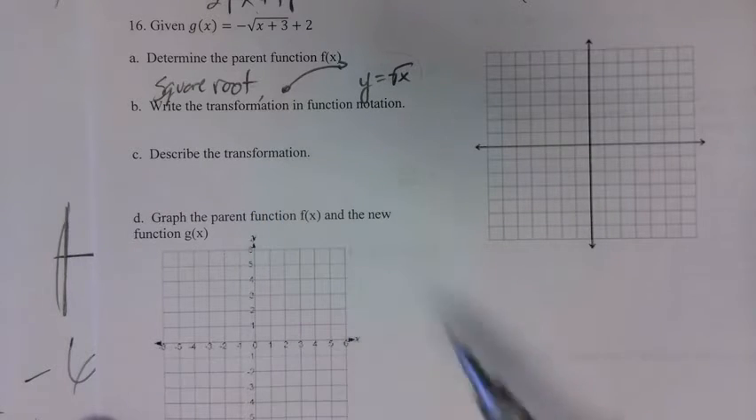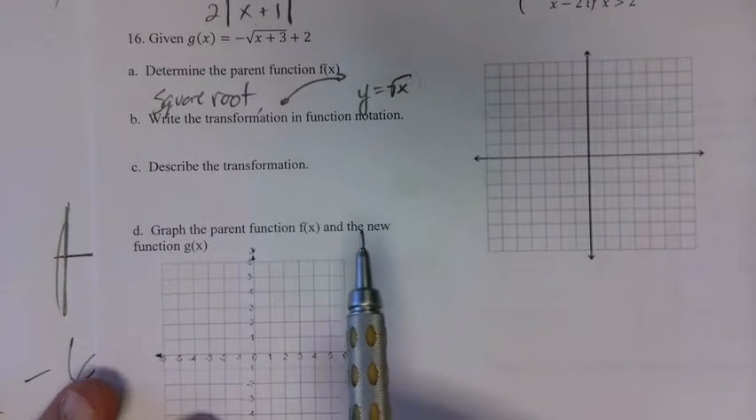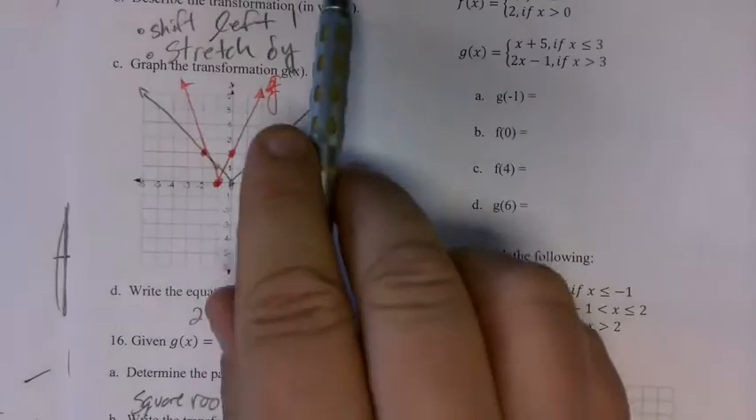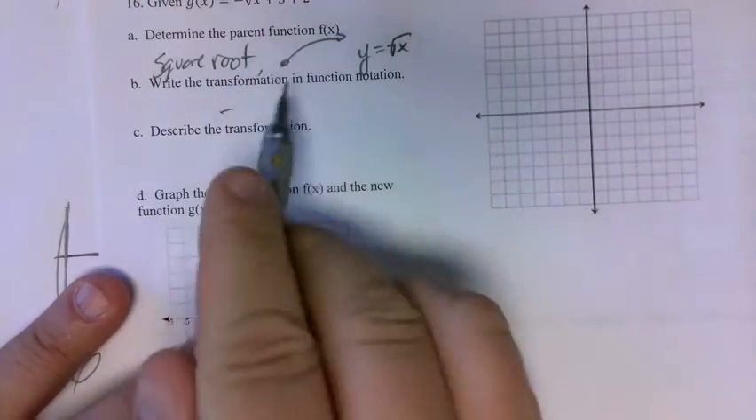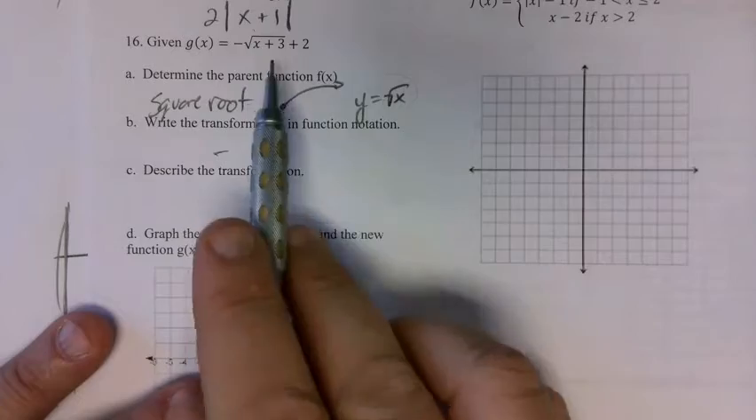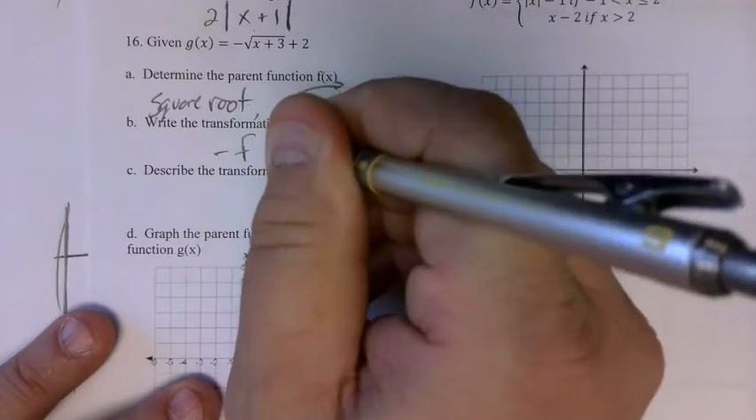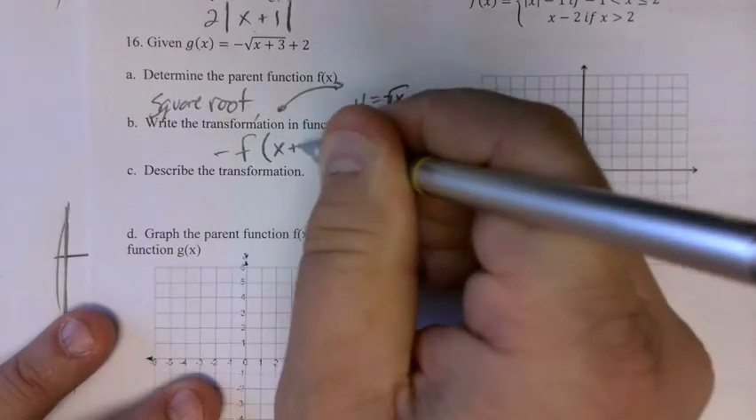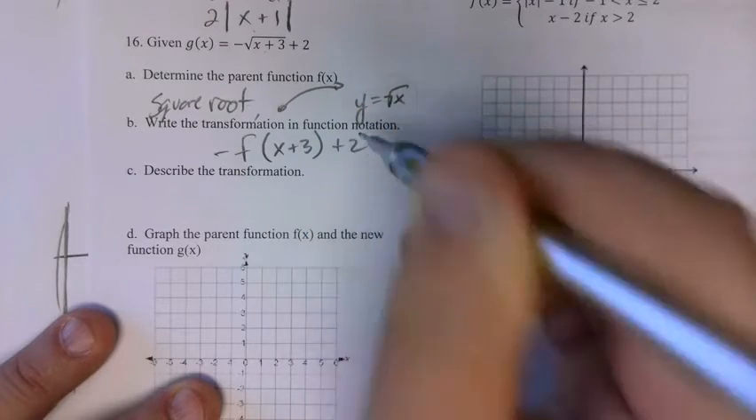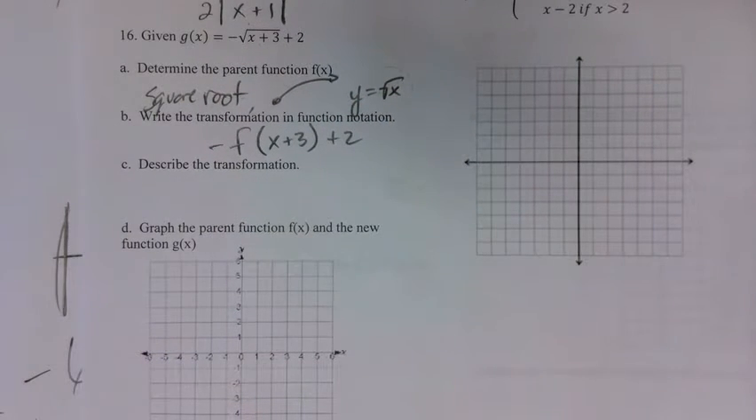Write the transformation in function notation. Okay, in function notation, that's like here. So I'm going to take this function, which is the square root of x plus 3, and it's going to be the function. I'm multiplying it by a negative. I'm putting x plus 3 on the inside and plus 2. We didn't do a lot of that, but we did do some of it, okay?